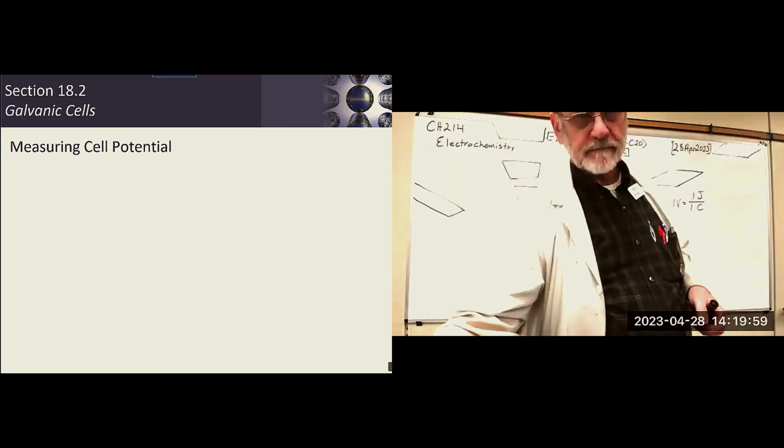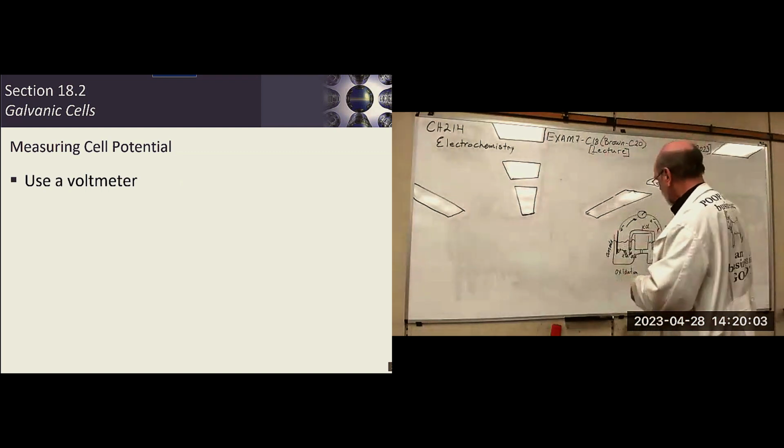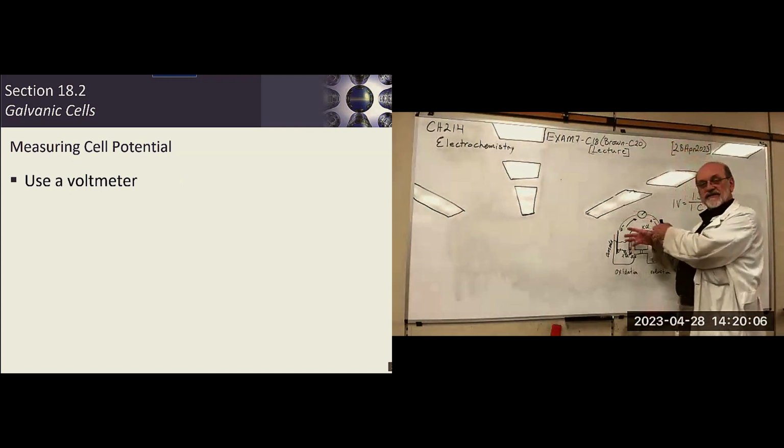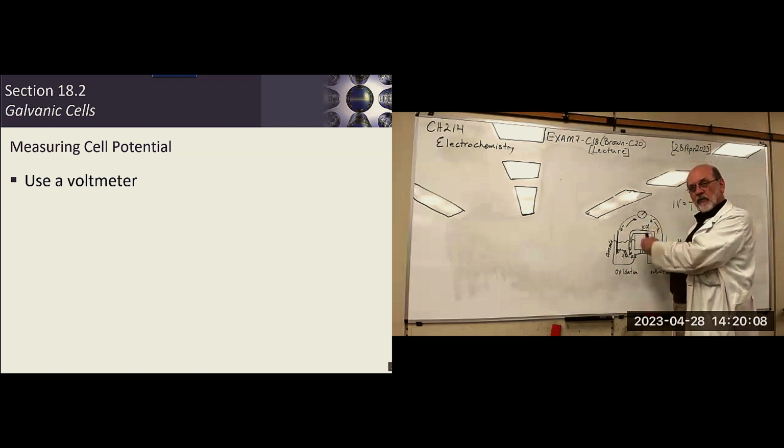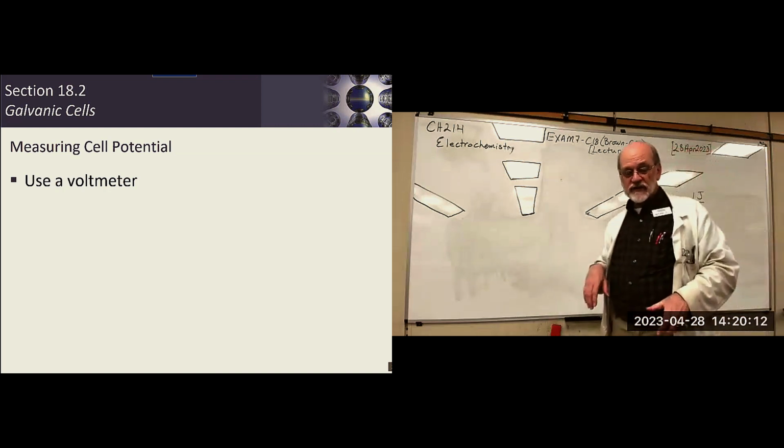All right. How do we measure this potential? Like, we put a meter up here and measure the voltage. You know, what kind of force is being applied to push those electrons? Well, there are two ways to do it.